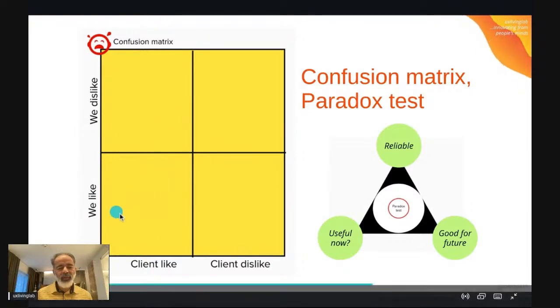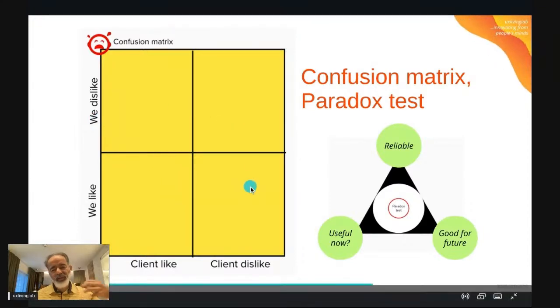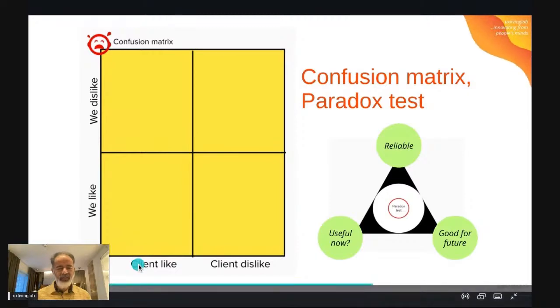So the good one is we like and client likes. That is a perfect harmony. When we dislike and client dislikes, that's completely away. So that should not be included. But always you talk about these other two boxes. That is, we dislike but client likes.